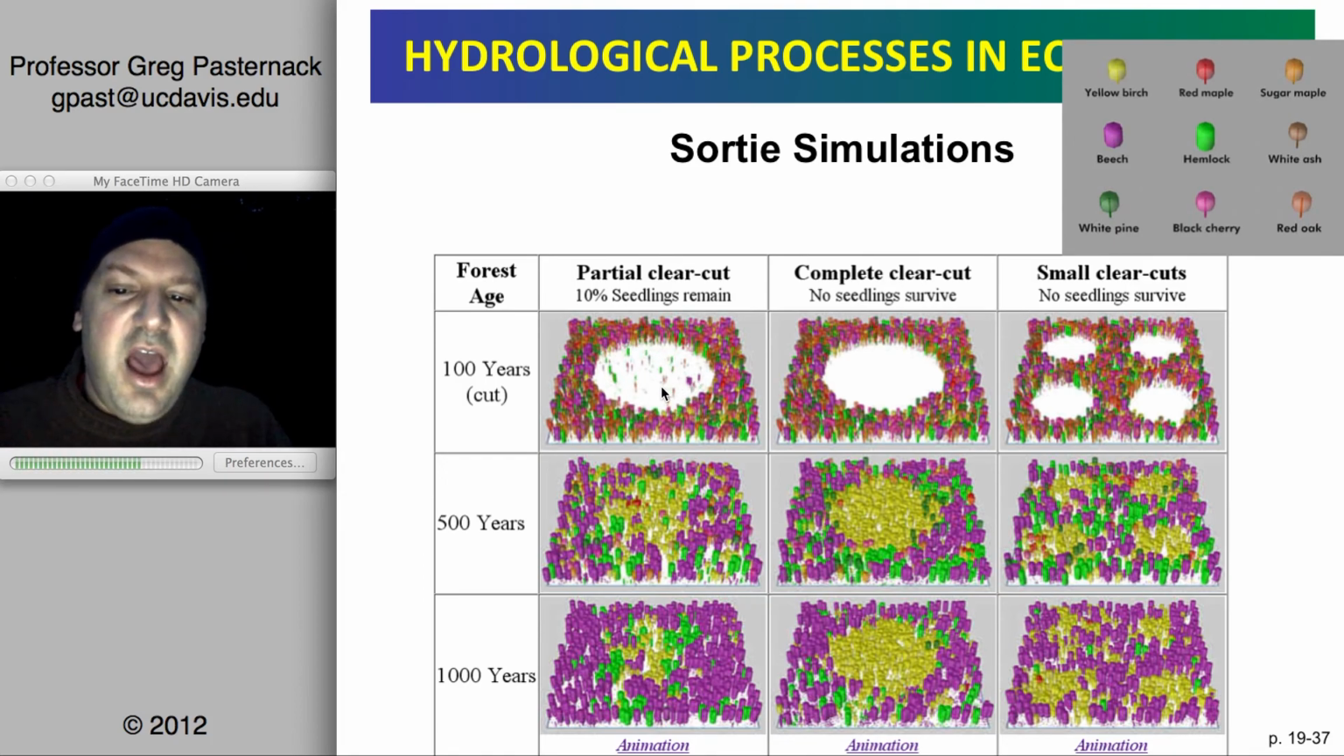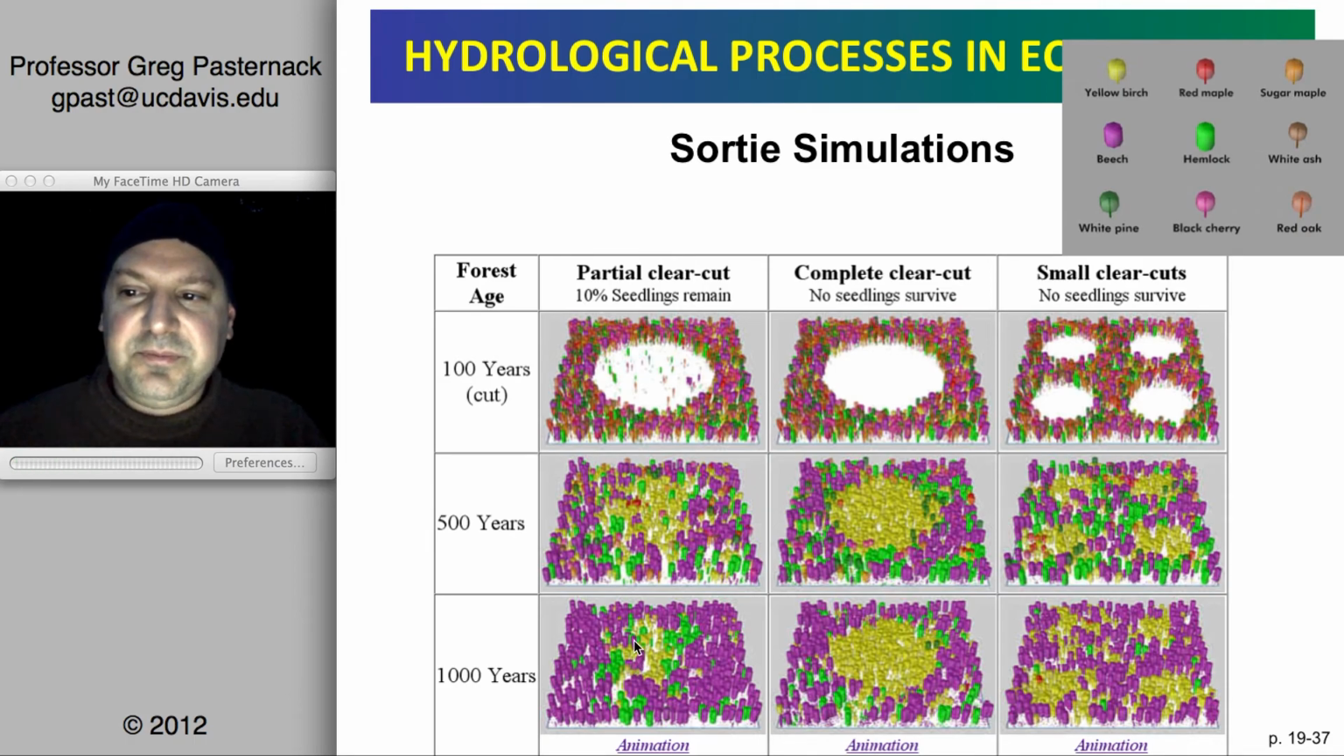Now take that cut and look at it 100 years later, 500 years later, and 1,000 years later. If you go to the website, you can get the animations and look at how it changes through time. What you can see is for a partial clear cut with 10% seeds remaining, you do see a lot of this rapidly growing, easily dispersing yellow birch, which is why it's yellow, coming in. But you do see other species in there, and 1,000 years later, there's a mix of all these different species.